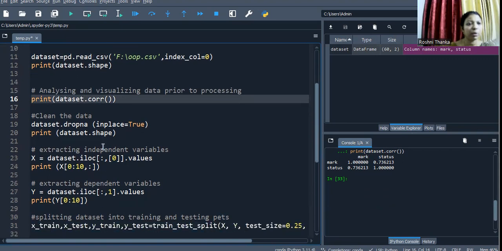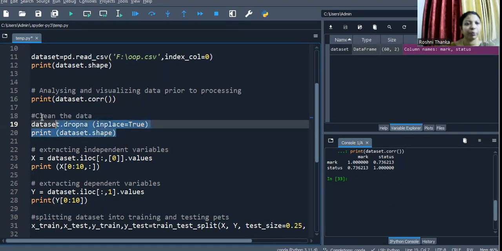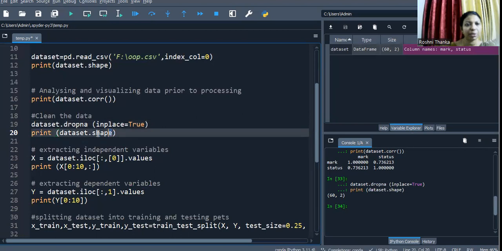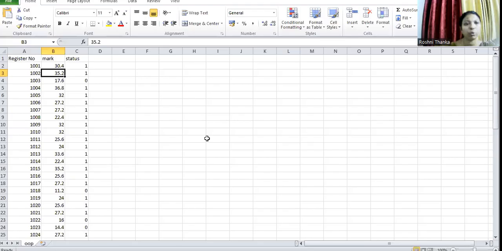Next, we are going to clean the data. For that, we are going to remove the null values. I'm going to use this dropna, removing the null values, and after removing them, I'm going to update the original data set itself, that is why we use inplace=True. After I clean the data, I'm again checking the shape, which shows the rows and columns. Same rows and columns I am getting, which means there are no null values in my data set.